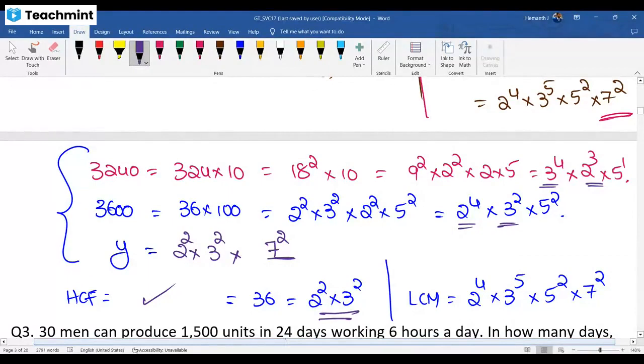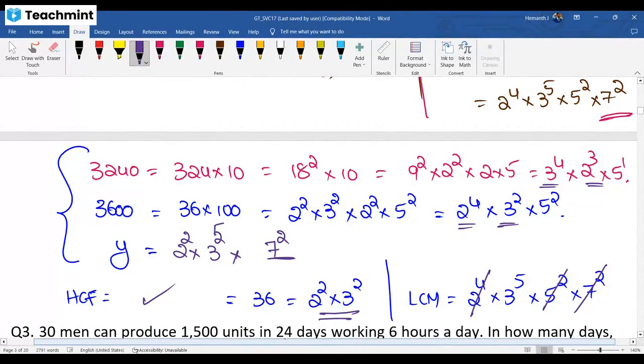See here 2 power 4, already taken. 2 power 4 is already available, no problem. 7 square already, I put it here, set. 5 square available here, set. But 3 power 5 is not there here and here. So this must be 3 power 5. LCM requires all prime numbers available in the three numbers, and each one's highest power.